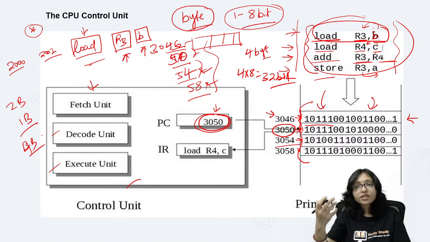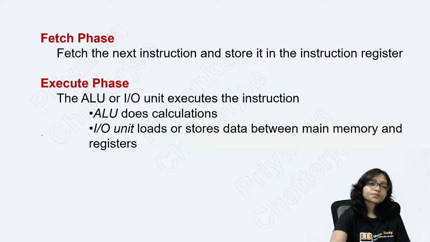Each and every address will be there, but how much space will be there in each address? Got it? Clear? Is this concept clear to everyone?